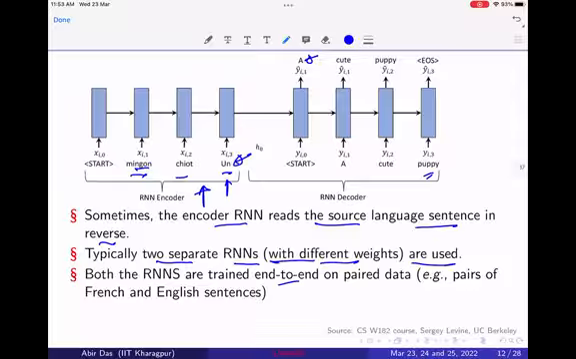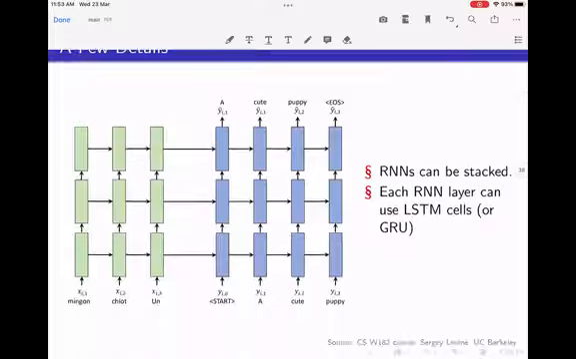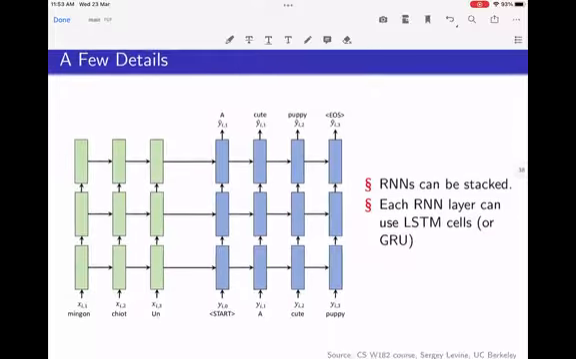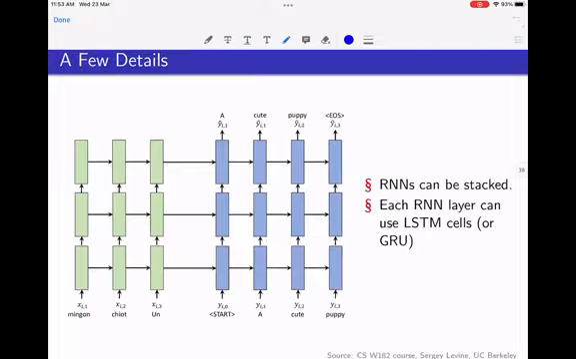Both the RNNs are trained end-to-end on paired data, that is pairs of French and English sentences. So both these RNNs are trained end-to-end on this paired data. This is probably the last slide before I stop.